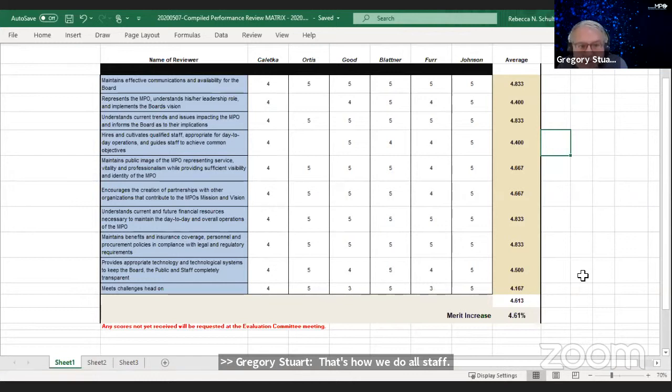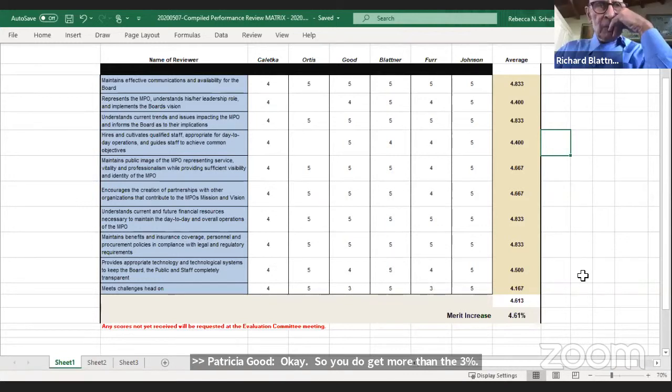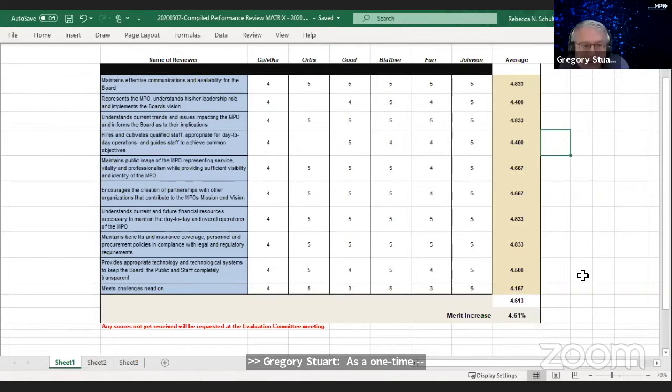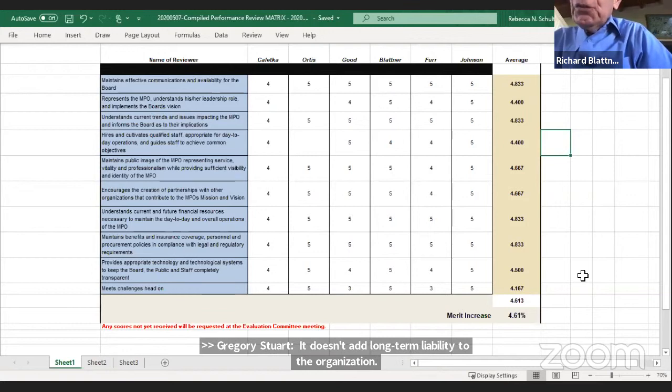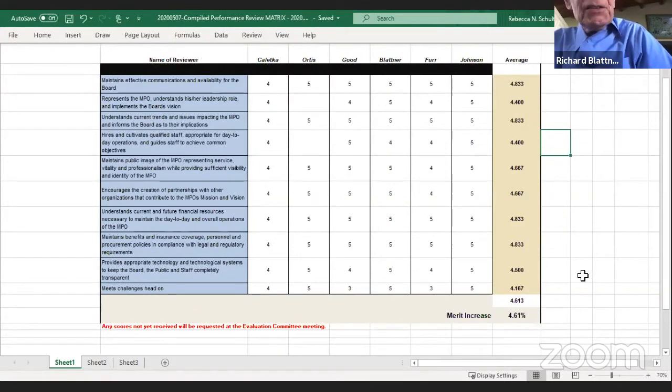It is a one-time bonus only. It doesn't add long-term liability to the organization. That's one of the things. That's right. The bonus doesn't attribute in any way to insurance or anything else. It's just a bonus, one time. It doesn't relate to the salary when you do this next year.